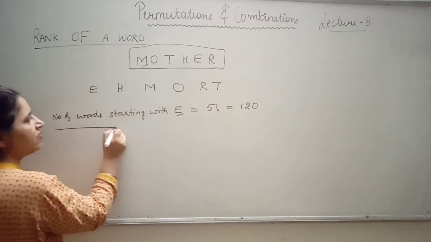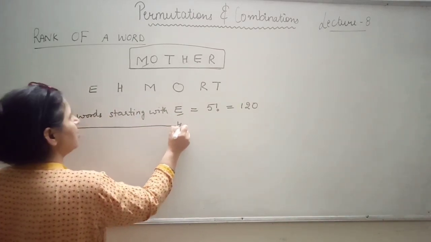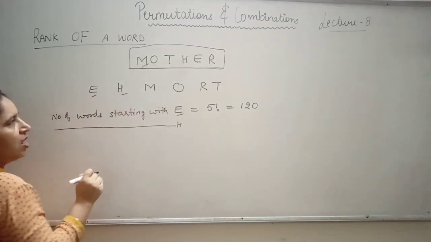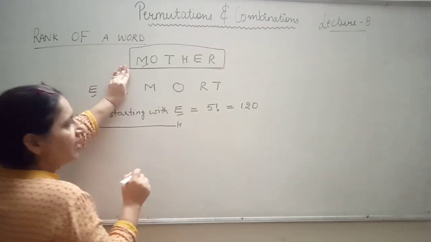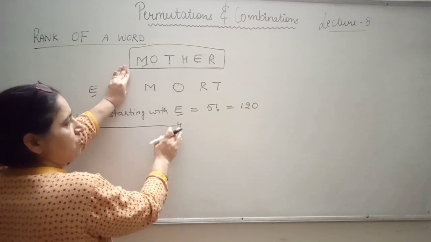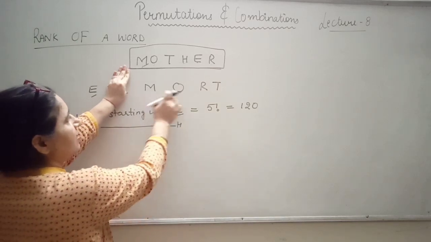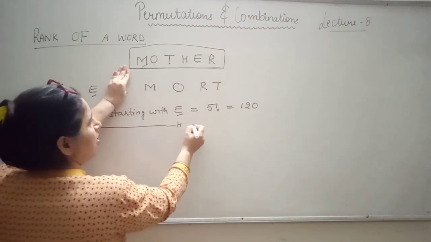Now the number of words which are starting with H. After E comes H. Okay. Now you hide H because you have used H. Now how many letters are there? 4 plus 1.